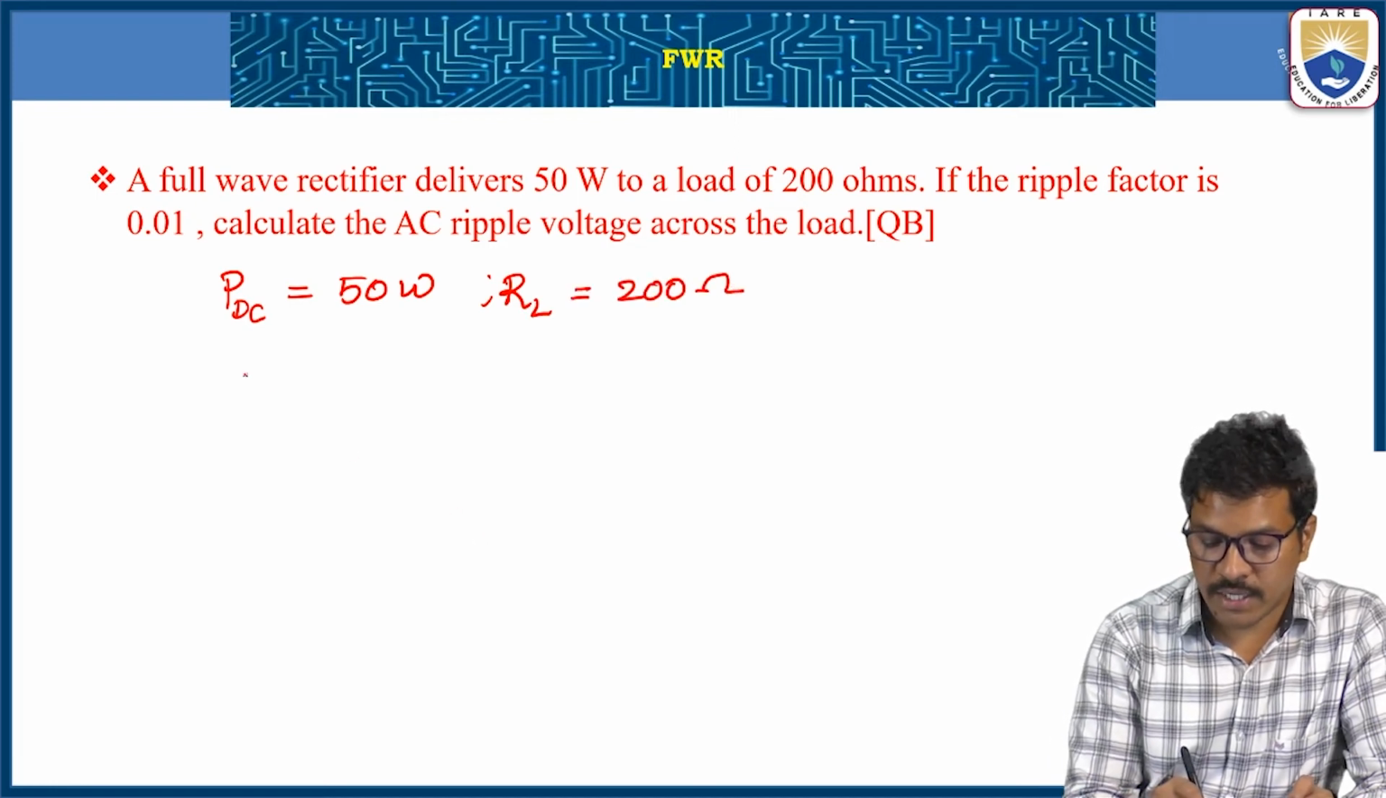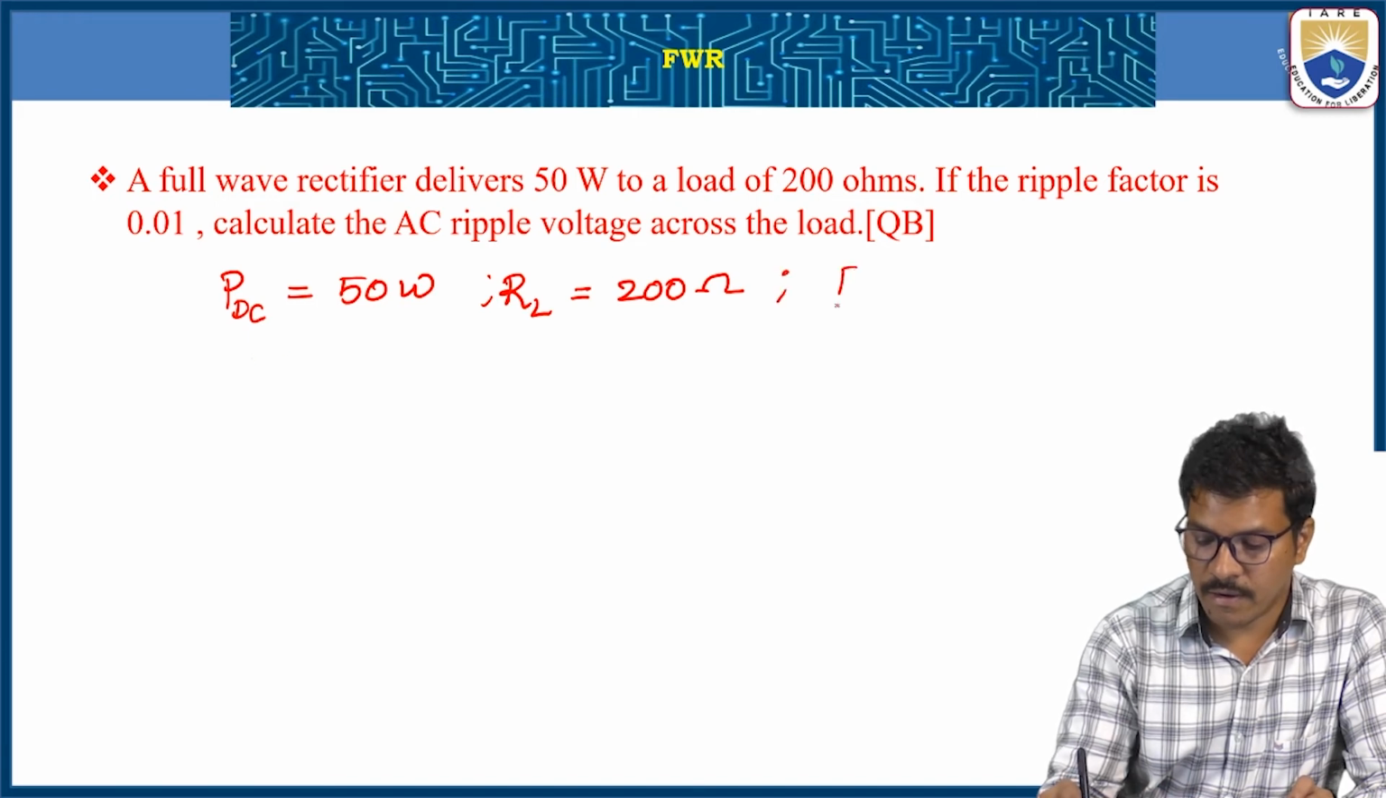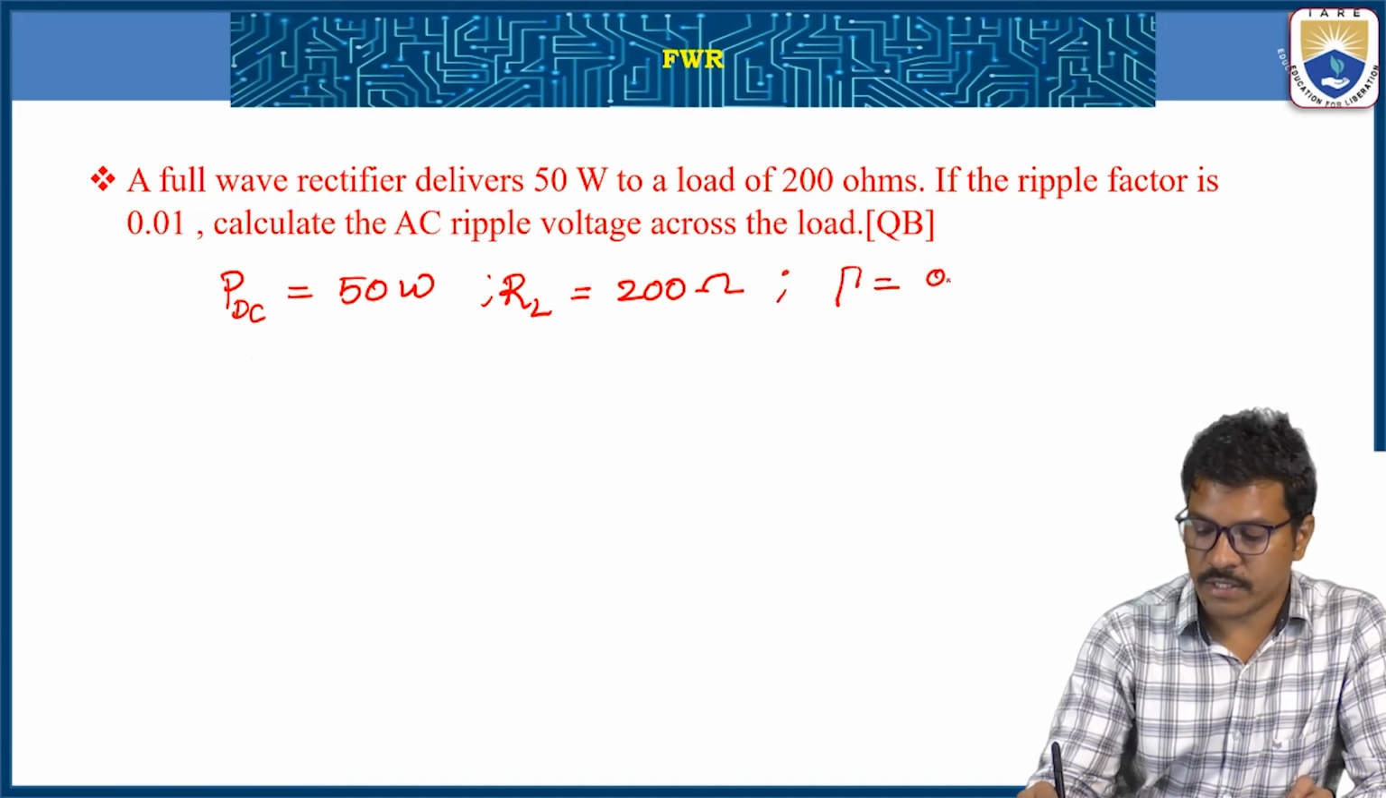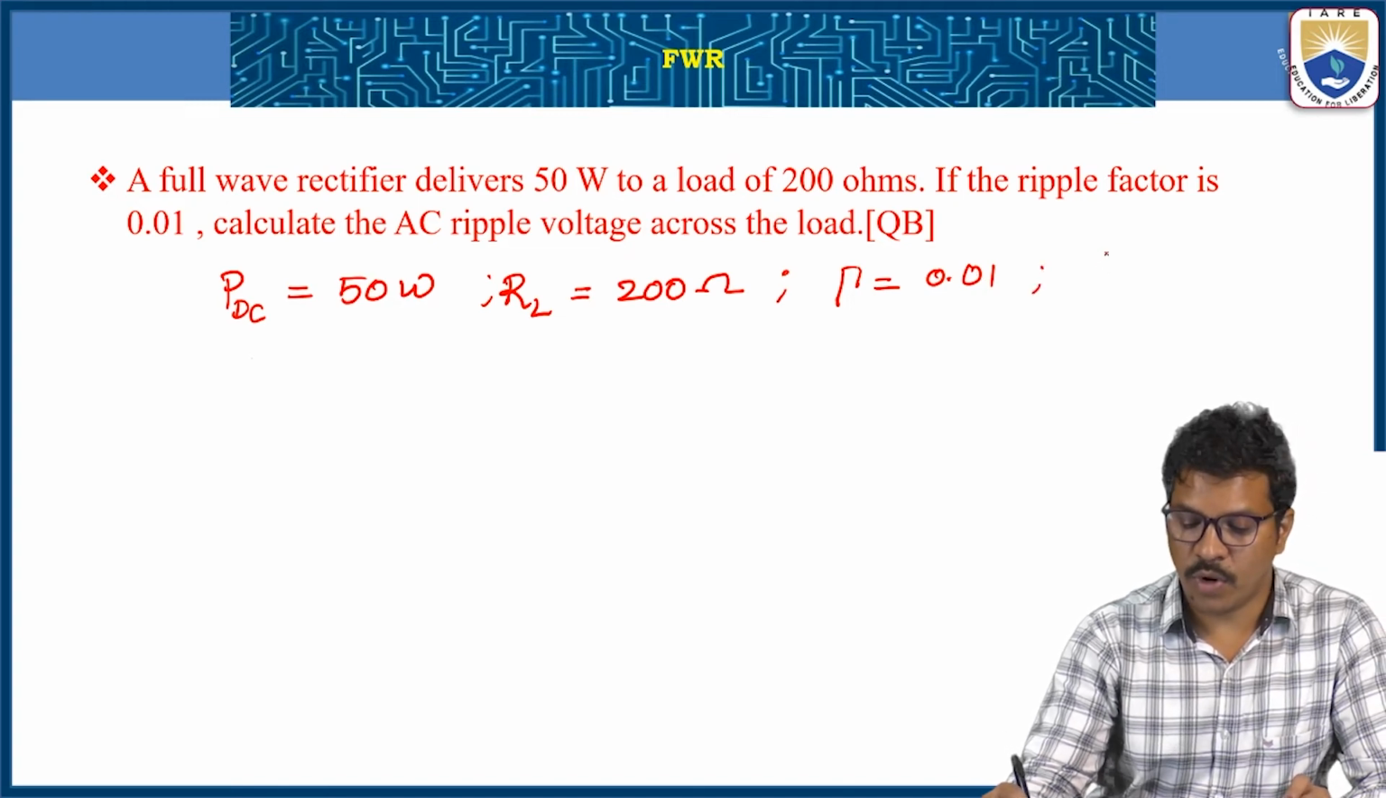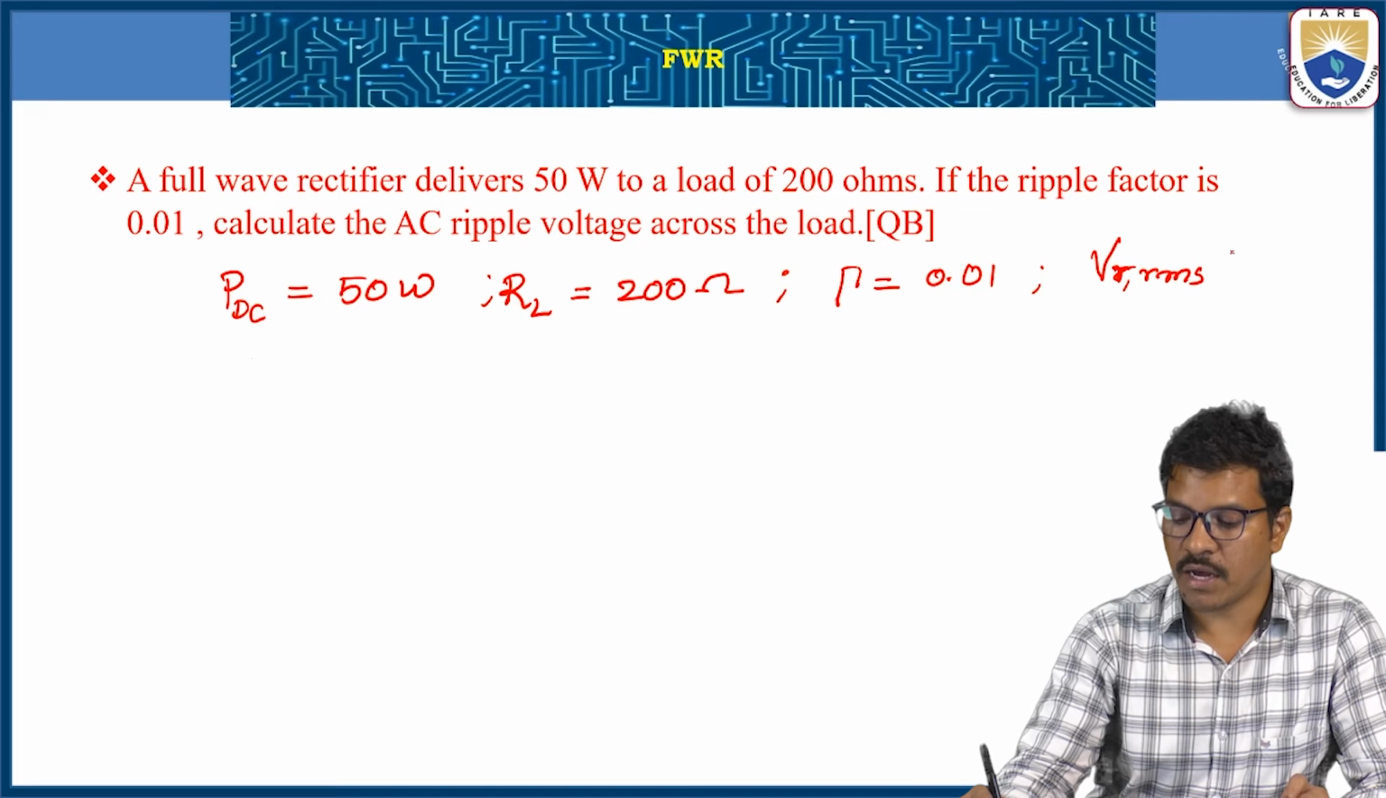And the ripple factor is given as 0.01. Calculate the AC ripple voltage. AC ripple voltage means the RMS ripple, ripple is always measured in RMS, VR RMS. So what is the VR RMS?